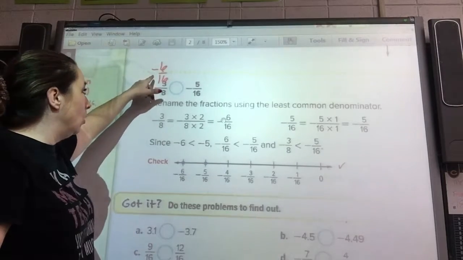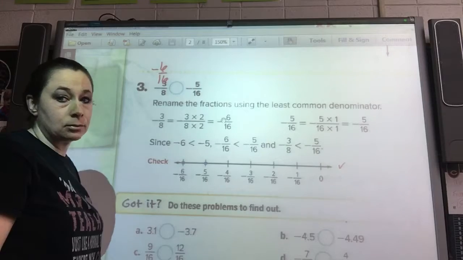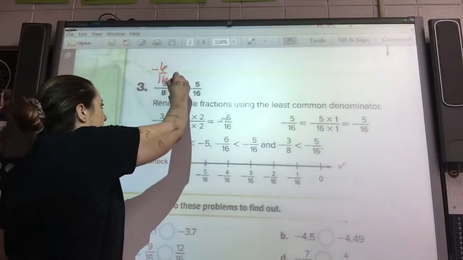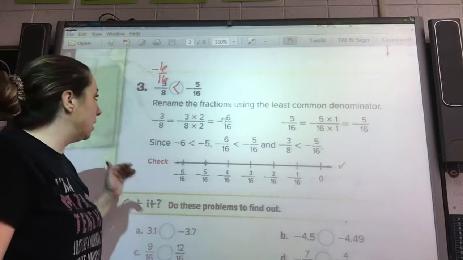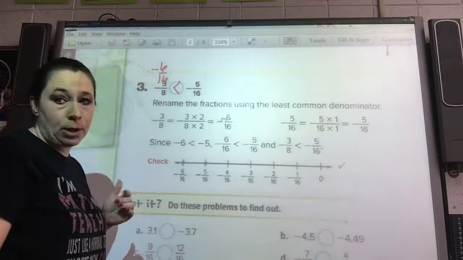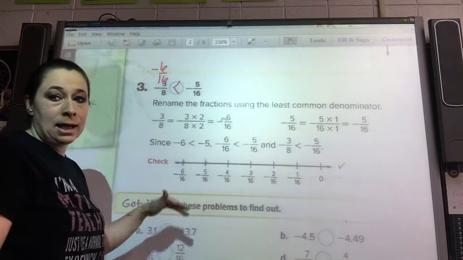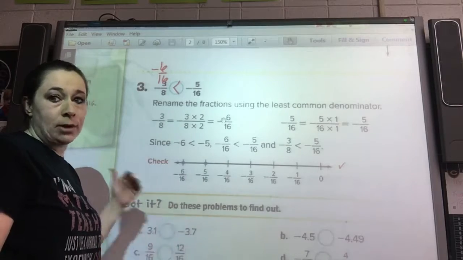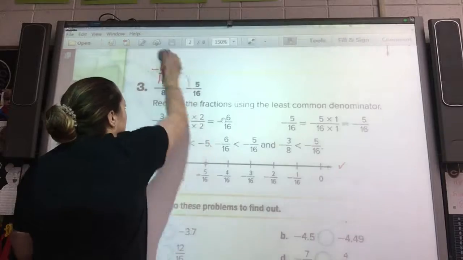So would you rather owe a negative 6 or a negative 5? Negative 5. And I only said 5, I didn't say the whole fraction because the bottoms are the same. So they're equal, so really all I have to do is compare the top numbers. Negative 6 is less than negative 5. You'd rather owe 5 than owe 6. Okay? All right.